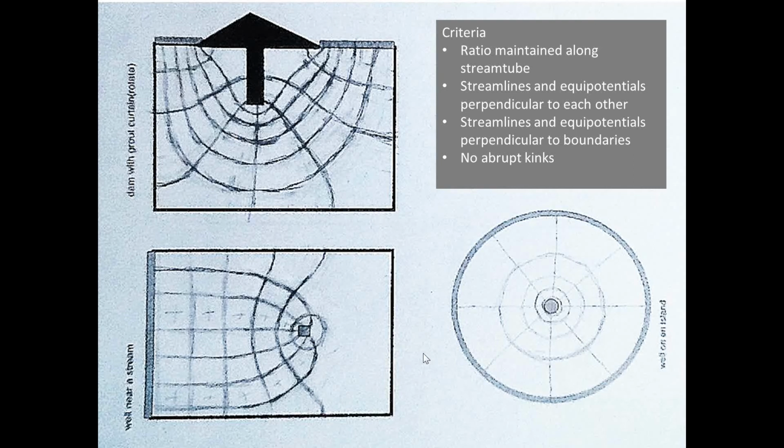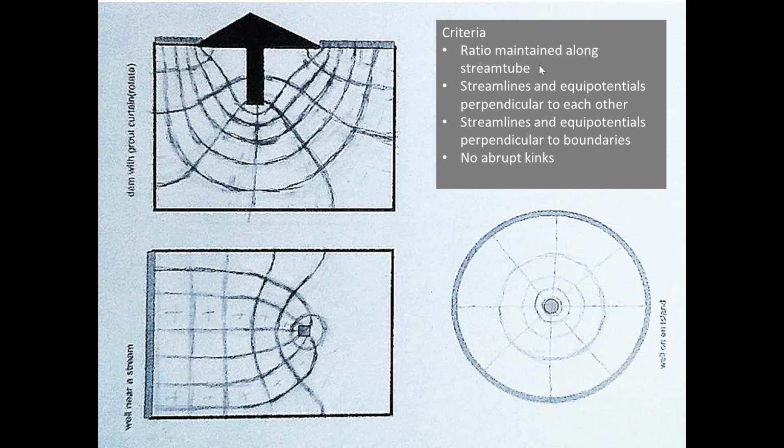Here are examples of the flownet problems that were assigned for homework. These have been worked out by hand and were scanned to give you an idea about what we were looking for. These are the criteria that we used to grade the work.